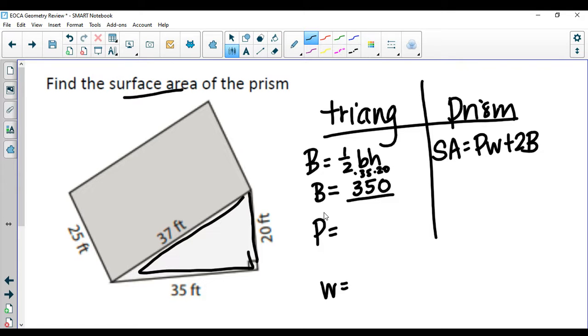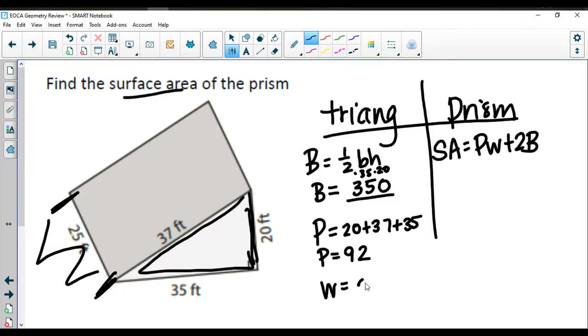350. When you go calculate the perimeter, you're going to be adding up the numbers around the outside. So we have 20 plus 37 plus 35, which will give you a perimeter of 92. Your W, which number on this particular picture is going to be the W for you? So we do have the back is here, the triangle is up front here, our W is what connects, so our W is going to be the 25.